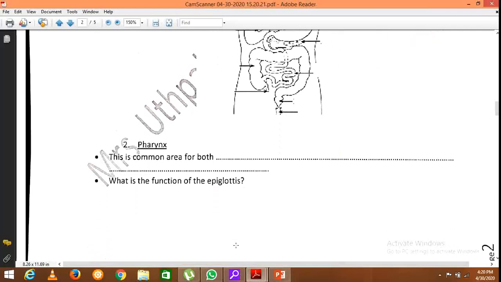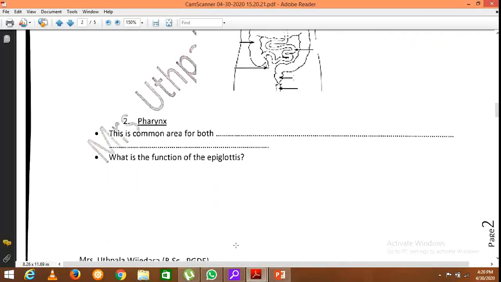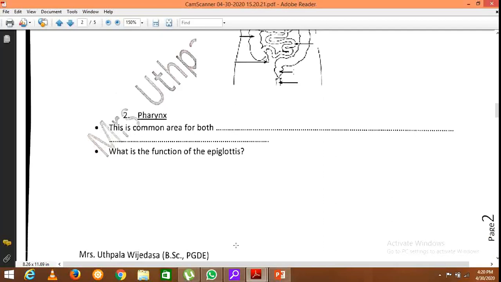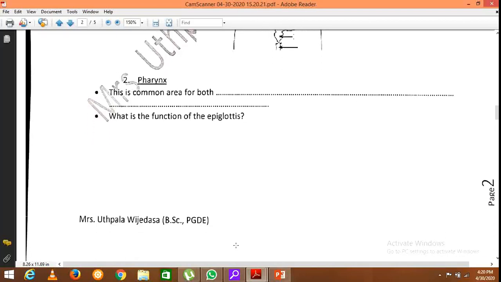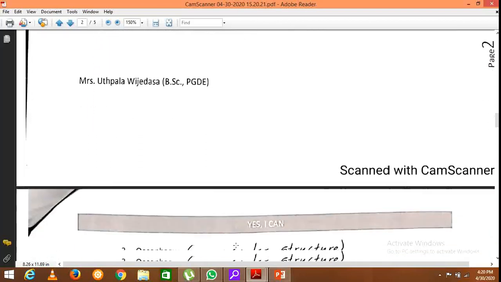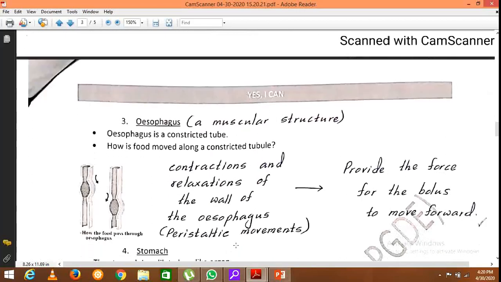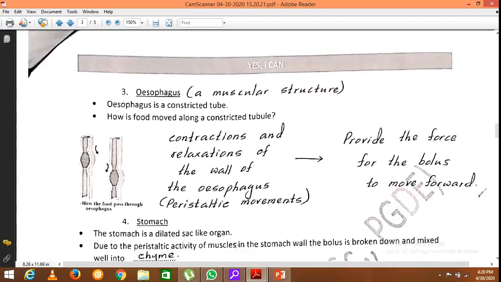Then pharynx. I told you this is a common area for both the respiratory tract or the trachea and the digestive tract or the esophagus. Then I told you there was a muscular structure which we call the epiglottis. The function of the epiglottis is to close the respiratory tract when we are swallowing the bolus.